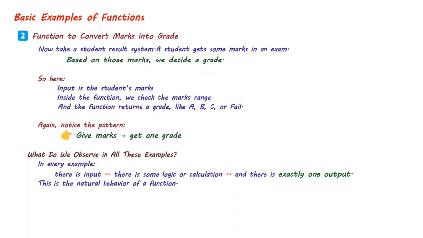What do we observe in all these examples? In every example, there is input, there is some logic or calculation, and there is exactly one output. This is the natural behavior of a function. That is why whenever your requirement is take something, process it, and give me one result, then you should immediately think of using a function. And that is also why functions are extremely useful in real database applications. Now that this idea is clear, in the next part, we will move ahead and see how to write the syntax of a function in Oracle, step by step.